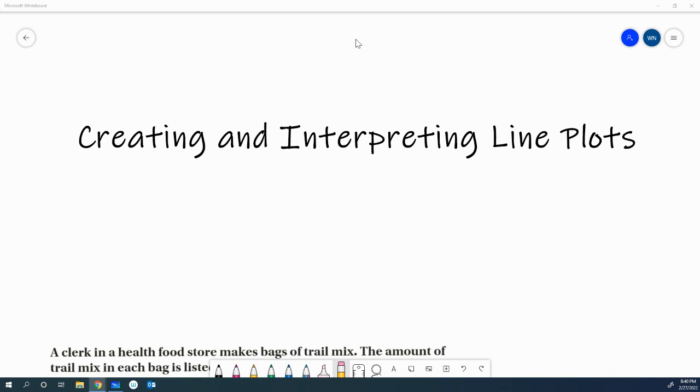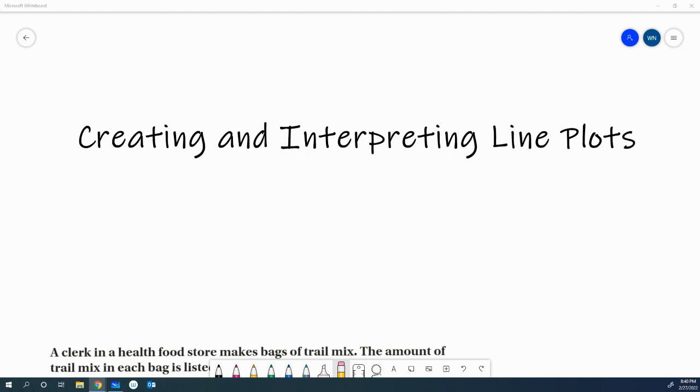In this video, we will be creating and interpreting line plots. Now, these notes are going to look a little bit different just because we are actually taking a page from the book. We're going to be taking page 537 from chapter 9 in your Go Math book, and we are going to be taking our notes from this.